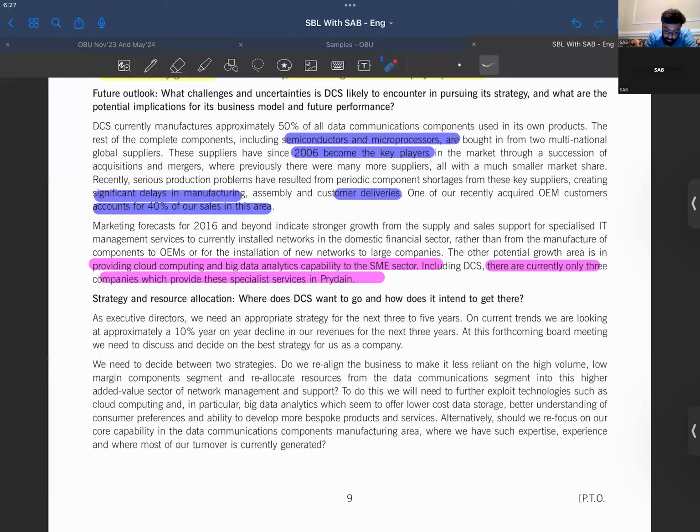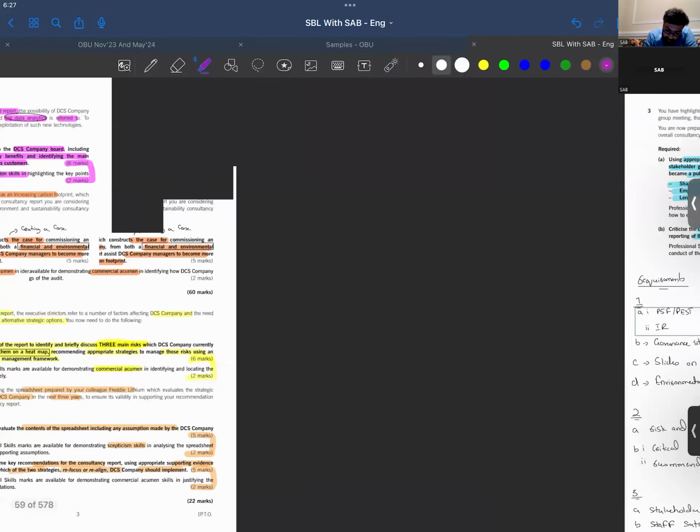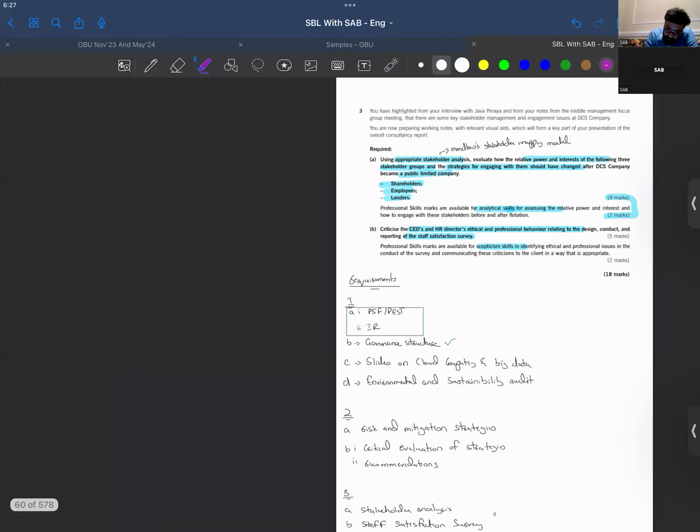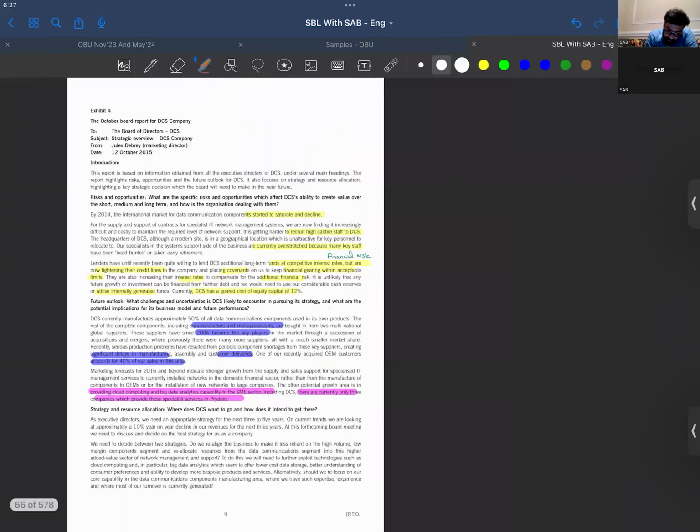We need to decide between 2 strategies. Do we realign? Now, these are the 2 strategies you are looking for, right? That was the requirement, I guess. Yeah. So these are the 2 strategies which you are looking for.